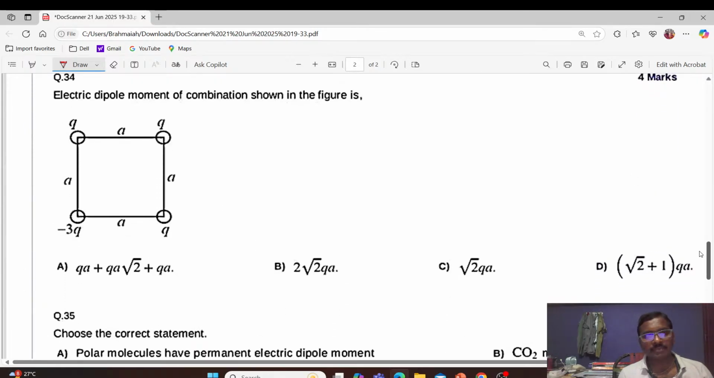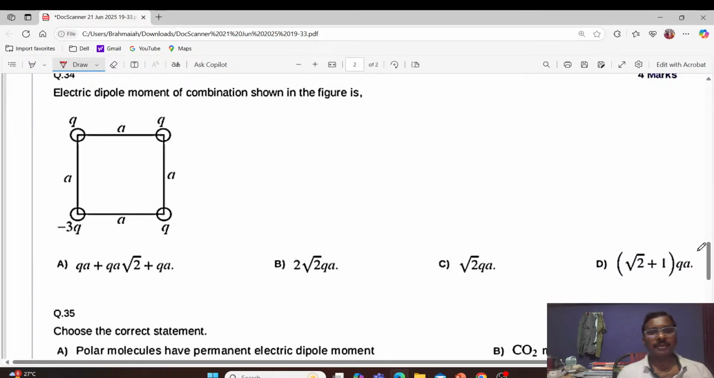So what is the answer for this? Electric dipole moment of combination shown in the figure. What is the answer? Actually, these fields are imaginary fields, so we don't want to show inside. We have to show outside only. Okay, na, Ajish?